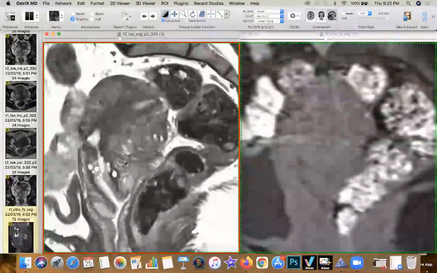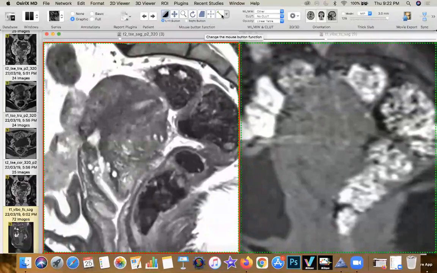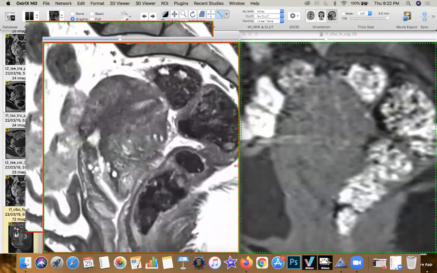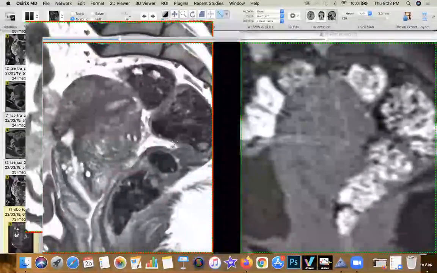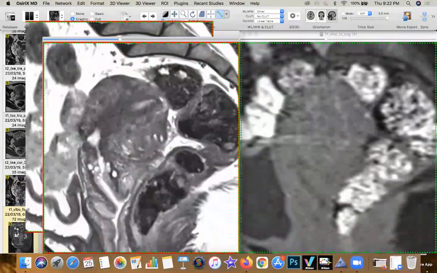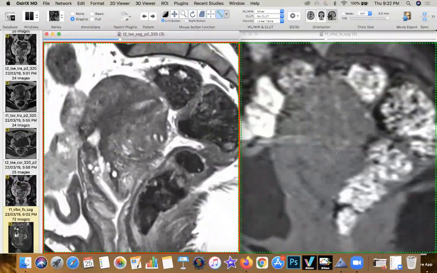So, and you can see the so-called tenting, this kind of an appearance of the cervix, which I'm showing out here. This posterior tenting of the cervix is pretty much sine qua non for a pathology which is located along the uterocervical junction at the level of the uterosacral ligaments.